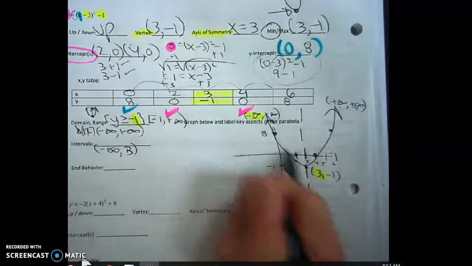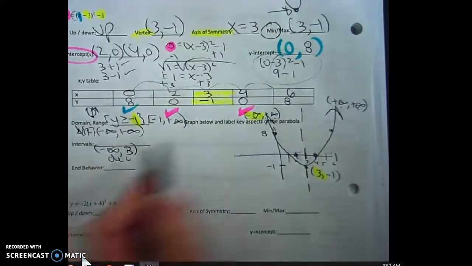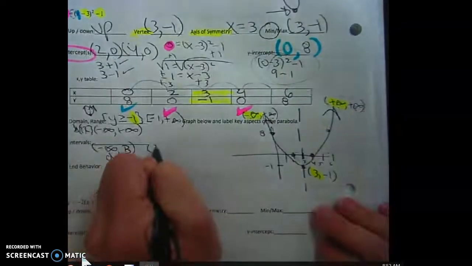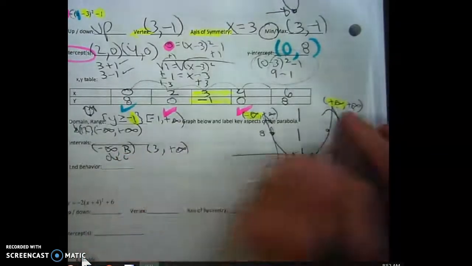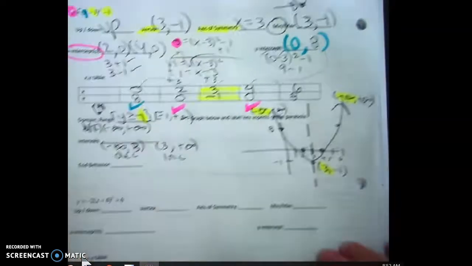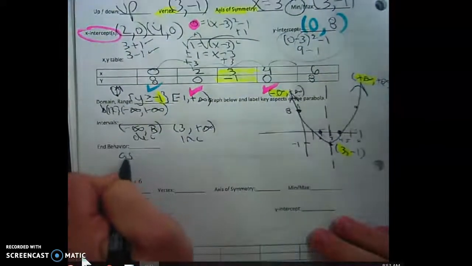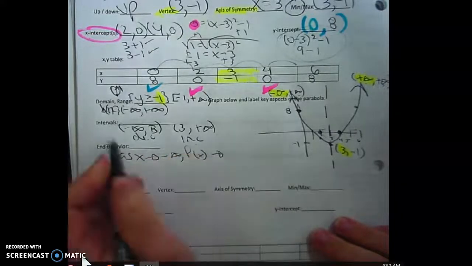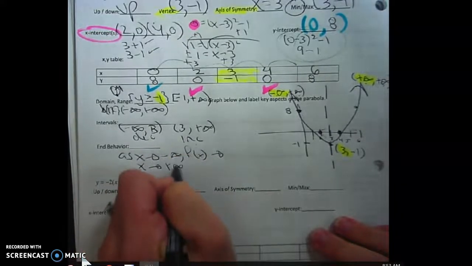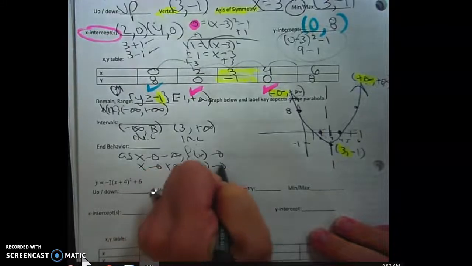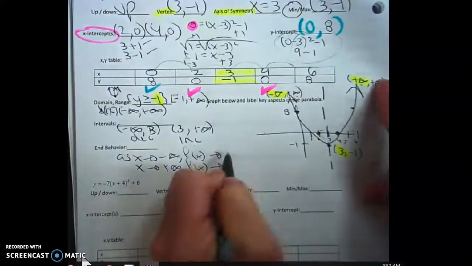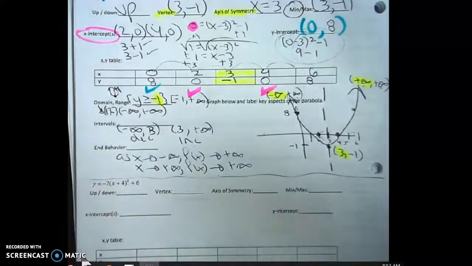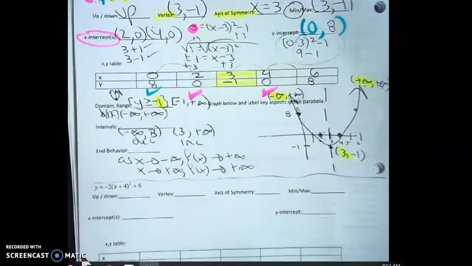And it's going down, so decreasing. And then 3 to positive infinity, and it's going up, increasing. End behavior: as x approaches negative infinity, f of x approaches... As x approaches positive infinity, f of x approaches... Since they're both going up, it's positive infinity, positive infinity. Okay, that's number 1. All right, number 2.